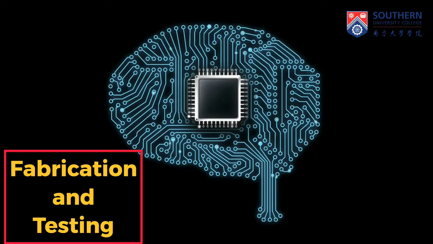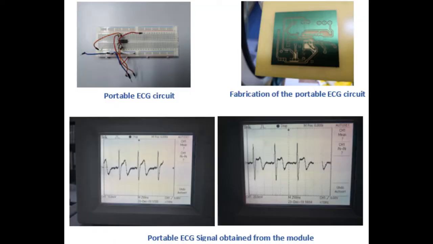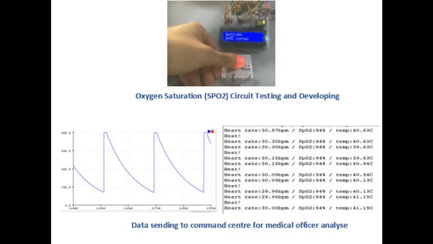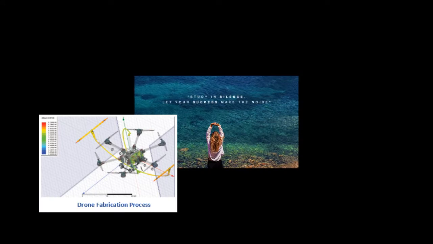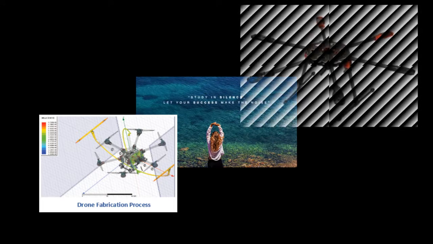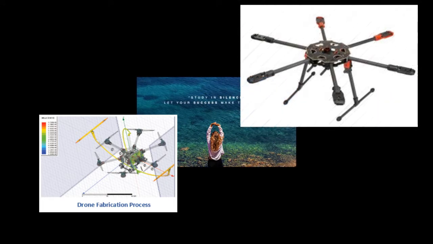Here will be the fabrication and testing section we have carried out. The design of the small portable ECG circuit and testing results. Here is a design of the SpO2 circuit and the testing results. All these results will be sent to the Command Center. Lastly, the design of the hexacopter drone to integrate with the critical equipment.